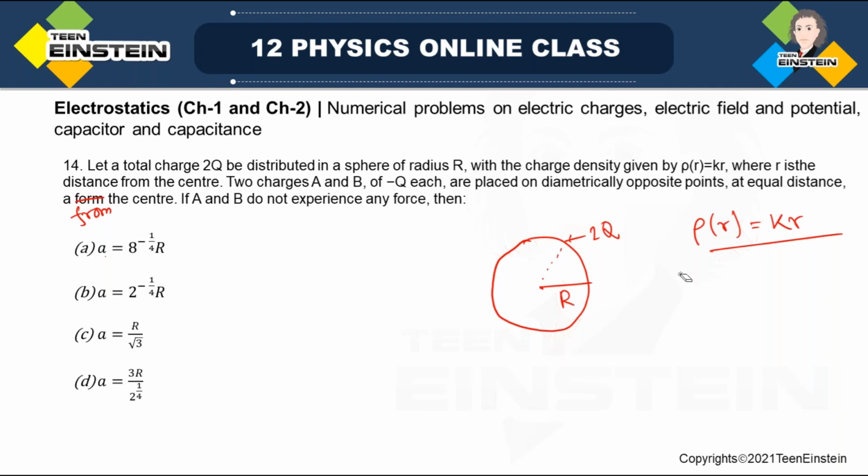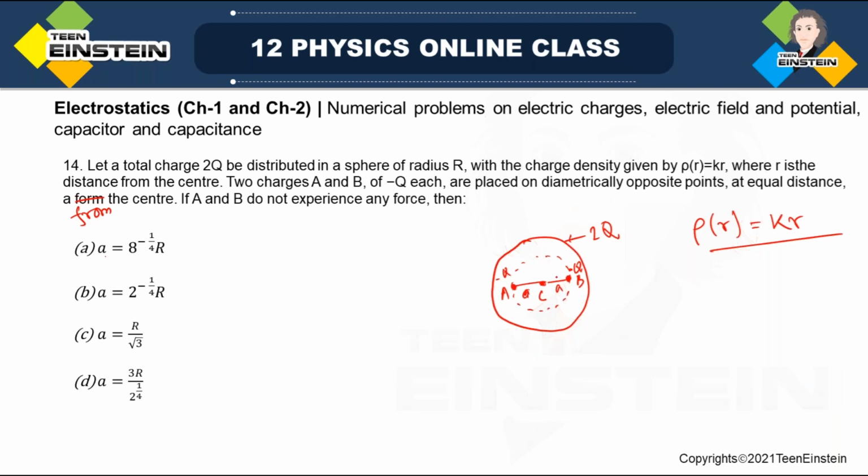Let me tell you the last part of the problem. The last part says that suppose this point is A and this point is B. They're at equal distance a from the center, and both are actually minus q.